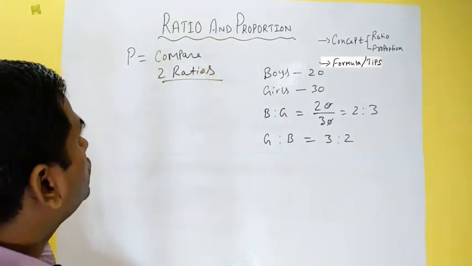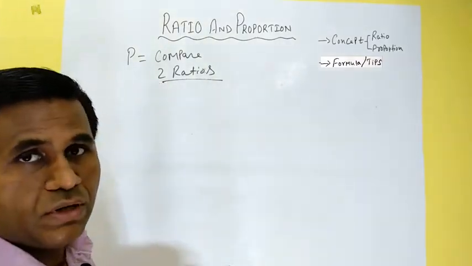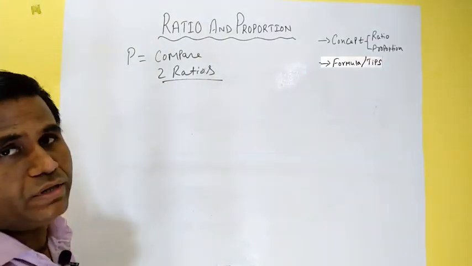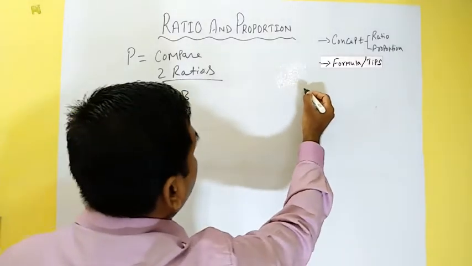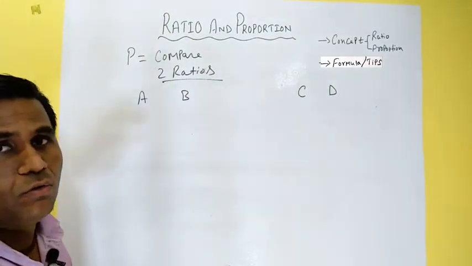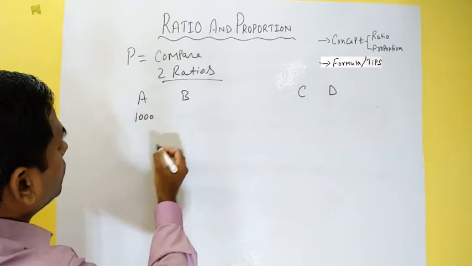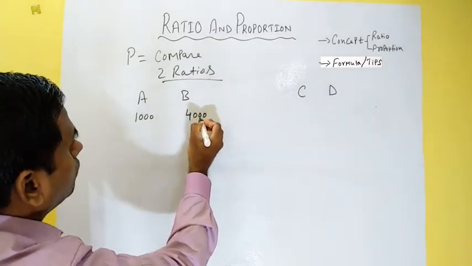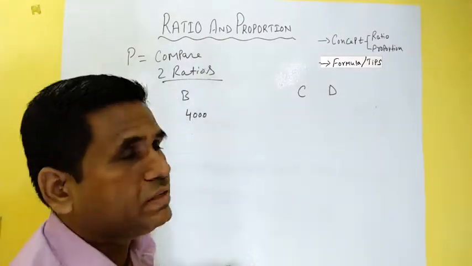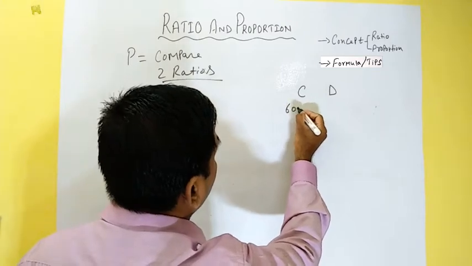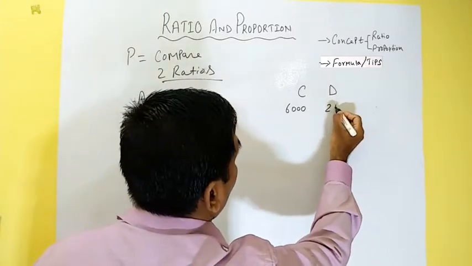So we can compare two ratios also, and that is called proportion. For example, how can we compare two ratios? Suppose we have four persons, A, B, C and D. A is earning 1000, B is earning 4000. Now in the second example, let's say C is earning 6000 and D is earning 24,000.